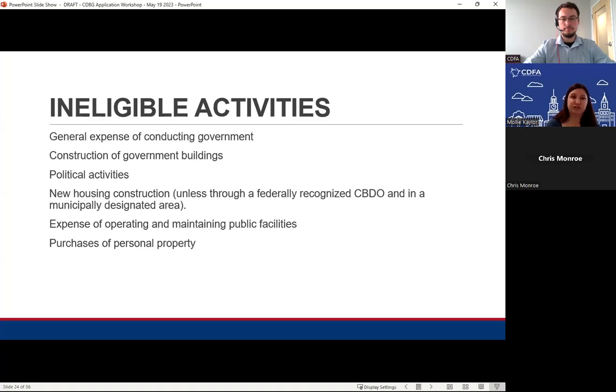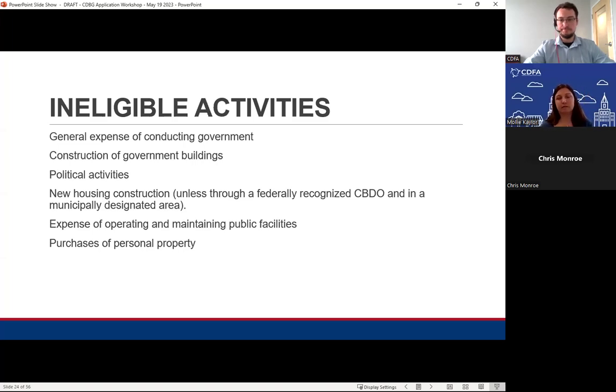Again, construction of government buildings goes right along with that. That type of activity, unfortunately, cannot be funded with CDBG. Along with political activities, new housing construction, unless it meets those requirements that I mentioned earlier. The expense of operating and maintaining public facilities, which I also mentioned earlier, is not eligible. And then the purchase of personal property is not eligible.